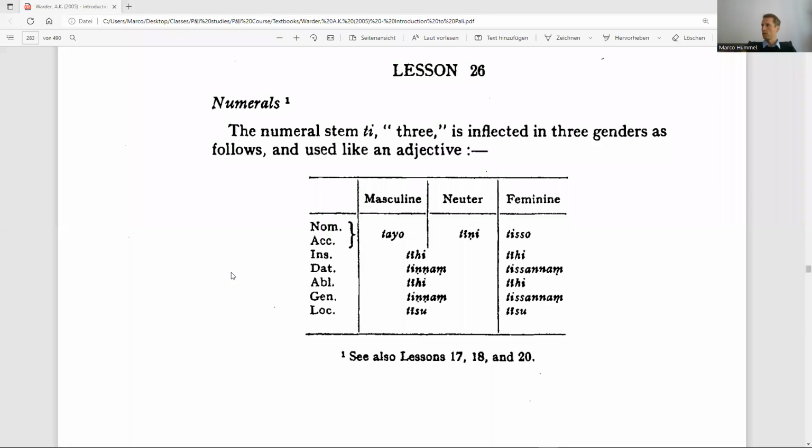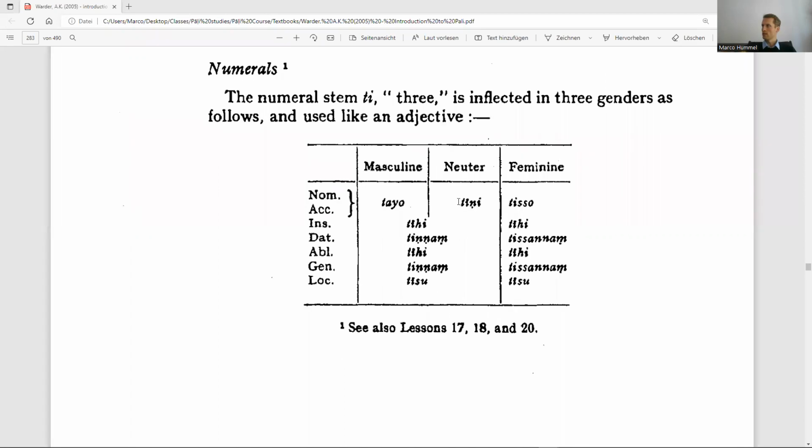Hello everybody, today we'll cover the first part of the grammar of lesson 26. And we start off with the numeral stem ti, three. The numeral stem ti, three, is inflected in three genders as follows and used like an adjective.